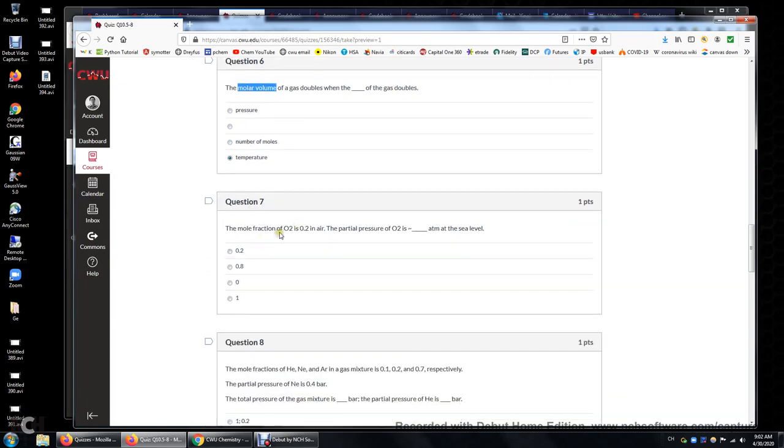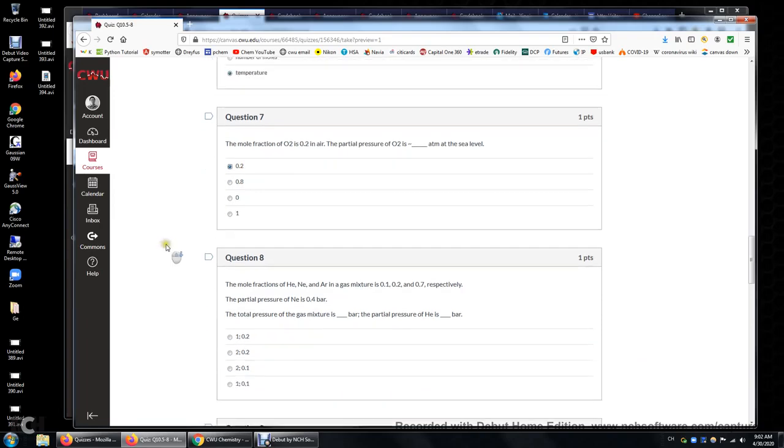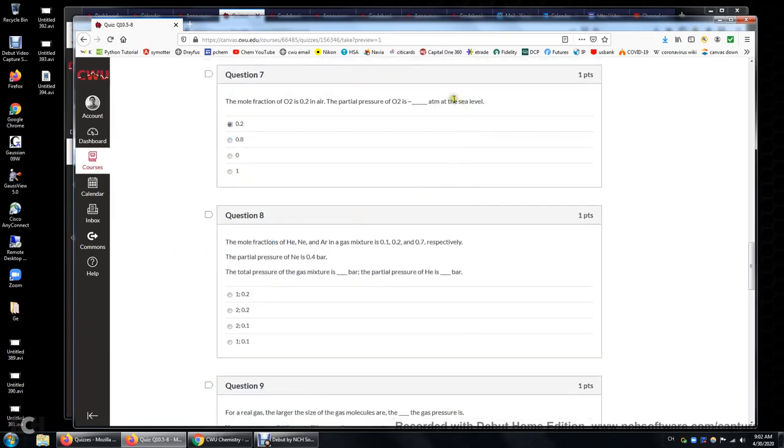Question 7. The mole fraction of O2 is 0.2, then the partial pressure is 0.2 times the total pressure, which is 1 atm, therefore the result is 0.2. Remember that 1 atm is defined to be the pressure of air at sea level. So it's 1 atm at sea level for air, 0.2 for O2, 0.79 for nitrogen. There's 1% of other gases, mostly CO2, water vapor, and argon.